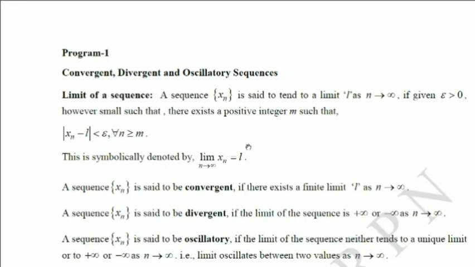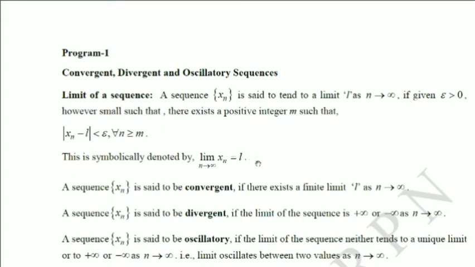A sequence is said to tend to a limit L if for every small epsilon, which is positive, there exists a positive integer m such that the distance between the nth term and limit L is less than epsilon whenever n is greater than or equal to m. This is symbolically denoted by limit as n tends to infinity, xn is equal to L. Remember, xn is the nth term of the sequence. So when you apply the limit for the nth term as n tends to infinity, you're going to get L.